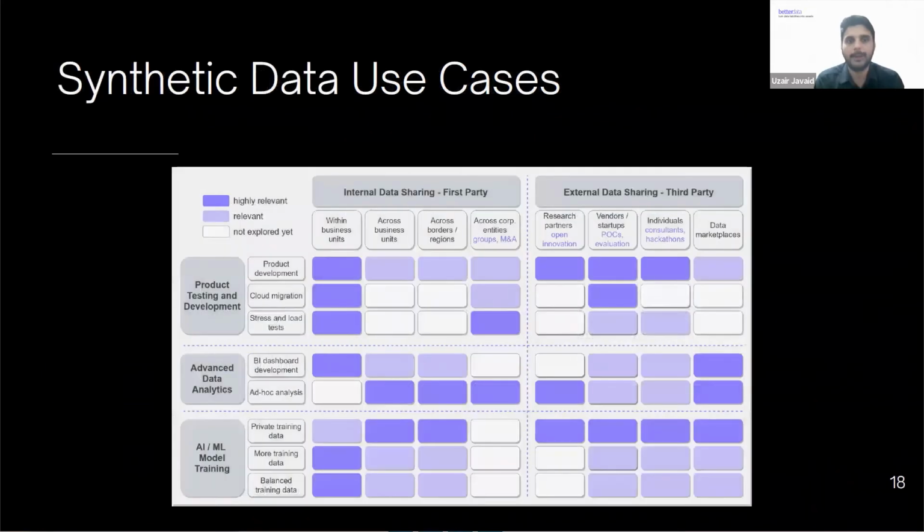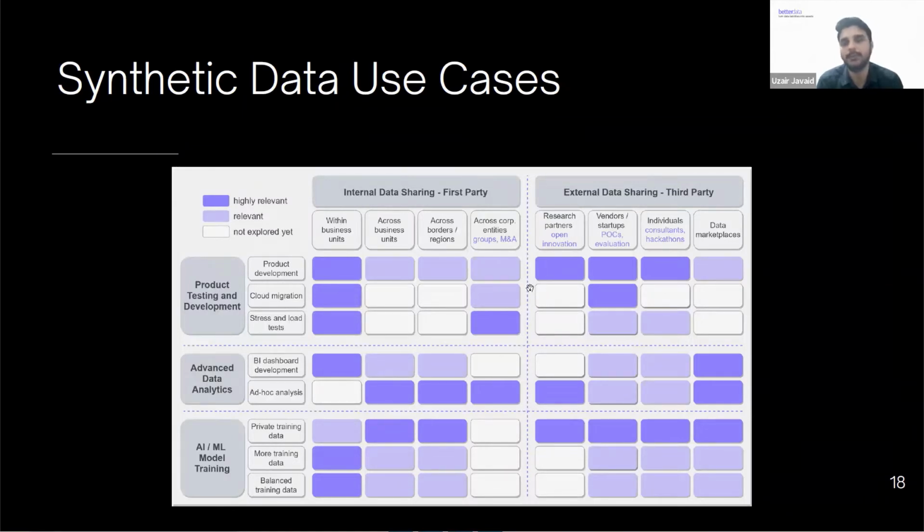So all in all, with synthetic data, we want to create this ecosystem where you have data within the company, internal data sharing use cases called first-party use cases, or it can be to external partners or companies or to other third parties. So these are some of the use cases. I'm not going to go through all of them in the interest of time, but the broad categories we see is product testing and development.